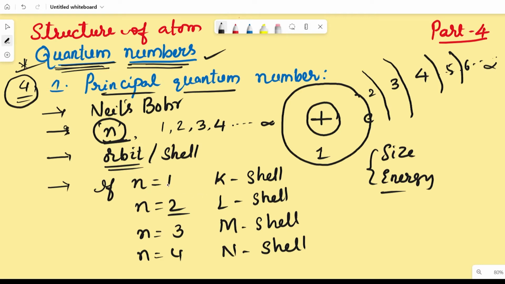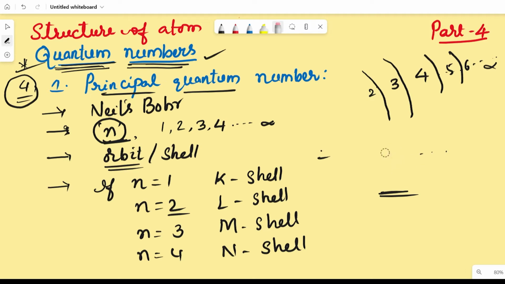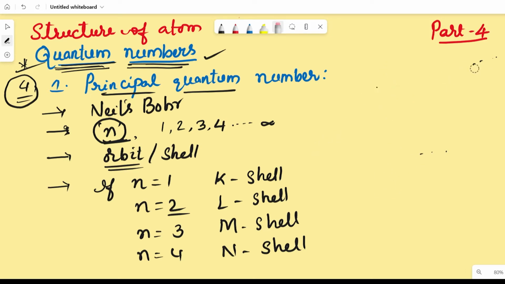So if the n value is increasing, it means the size of the atom also increases because the number of shells is increasing, right? So the size of the atom increases and the energy of the orbits also increases. In the last class we discussed, while explaining Niels Bohr's theory, that each orbit, so the first shell having certain energy and the second shell having certain energy.